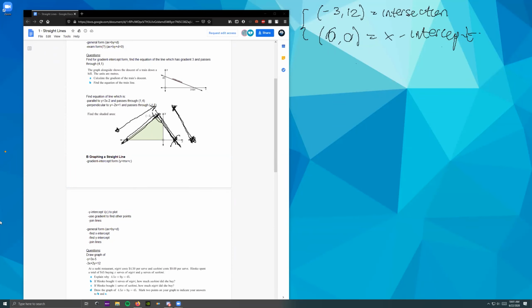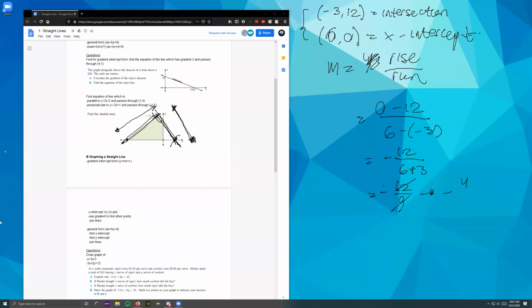And with this, we can find the gradient by using the rise over run, which is 0 minus 12 over 6 minus 3. So that would result in minus 12 over 6 minus 3. So you get minus 12 over 9. And to simplify, you get minus 4 over 3.